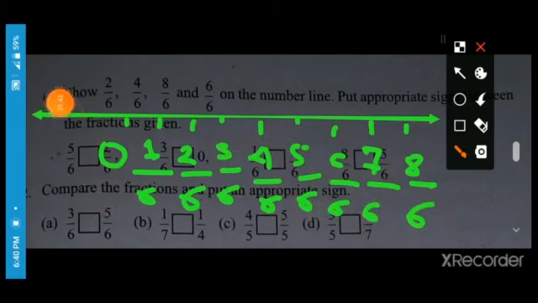We want to show the numbers 2 upon 6, 4 upon 6, 8 upon 6 and 6 upon 6 on the number line. So this is our first number, that is 2 upon 6. Then it is 4 upon 6. Then this is third, 8 upon 6, and this one is the 6 upon 6. So all these four numbers are shown on this number line. Why do we show all the denominators same? Because in our given numbers all the denominators are the same, that is 6.